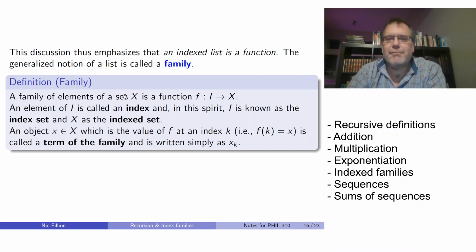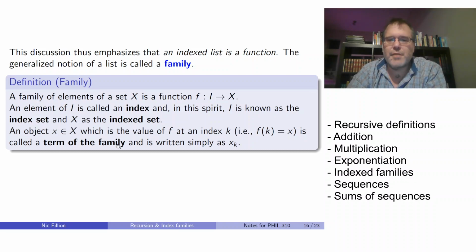So a family, or an indexed list, if you prefer the term indexed list to the term family, is just a function from an index set to the indexed set, the things that we're trying to list. Right? So that's what I say here. F is the family or the indexed list. I is the index set, and X is the set that we are trying to index. And then any element in the family is going to be an element of the set X.